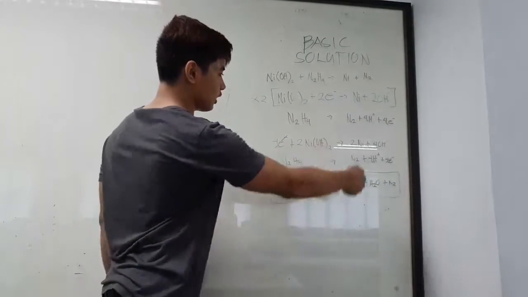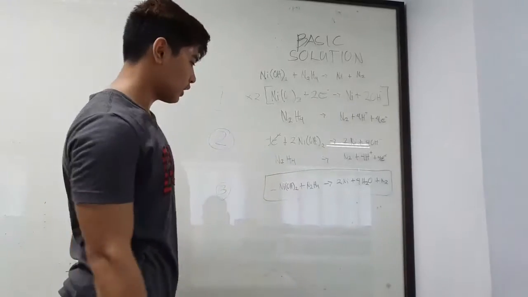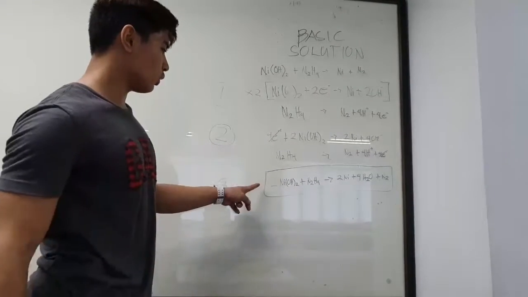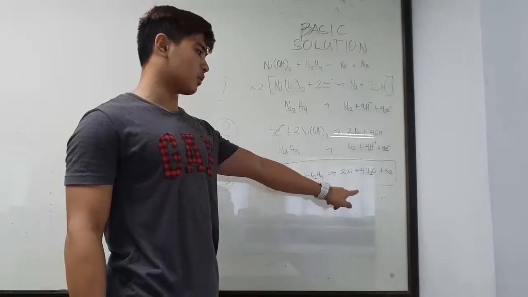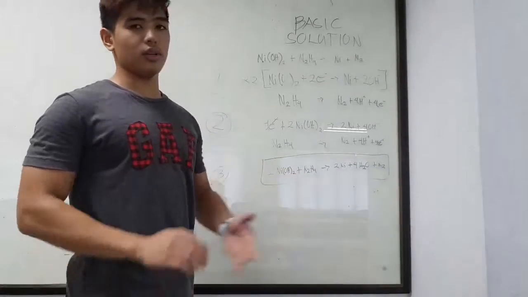Now we must cancel those charges for it to be balanced, and this is the final answer: 2 Ni(OH)2 plus N2H4 yields 2 Ni plus 4 H2O and N2. That's it everyone. Thank you.